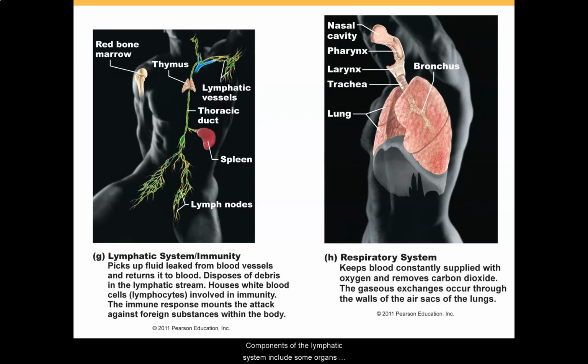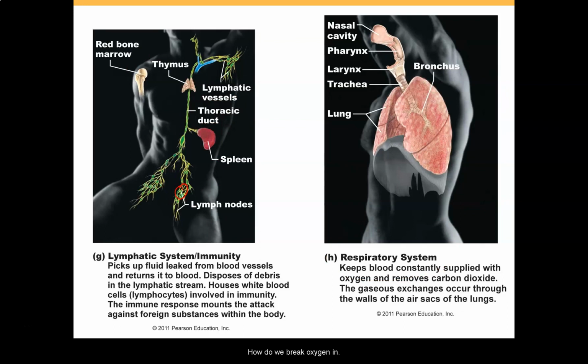Components of the lymphatic system include some organs such as the spleen, lymphatic vessels. Within the lymphatic vessels, we have these swellings called lymph nodes and the red bone marrow. The next organ system is the respiratory system. Main function of this organ system is to bring oxygen in.